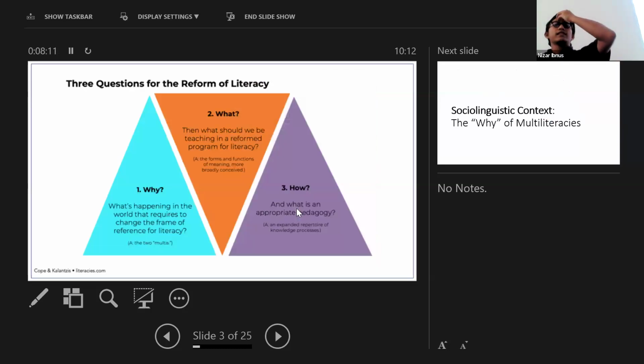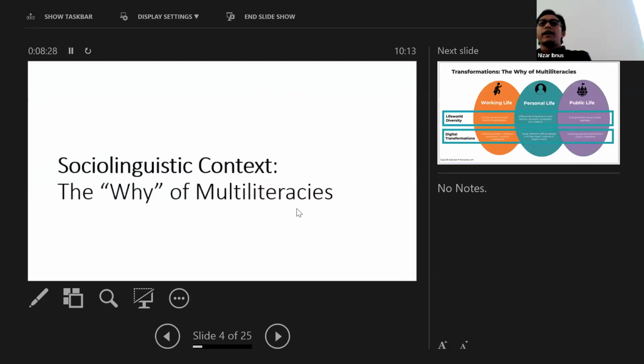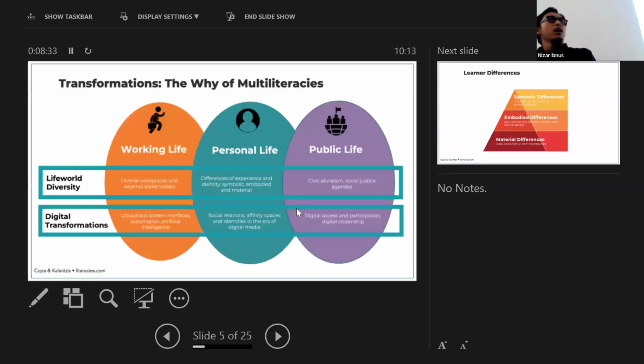Okay, in order to comprehend what multiliteracies is, we have three main questions here: why multiliteracies, what is multiliteracies, and how is multiliteracies? When we talk about why, it means we are talking about the sociolinguistic background that happened at the time. And according to them, it was taken from the Cope and Kalantzis paper.